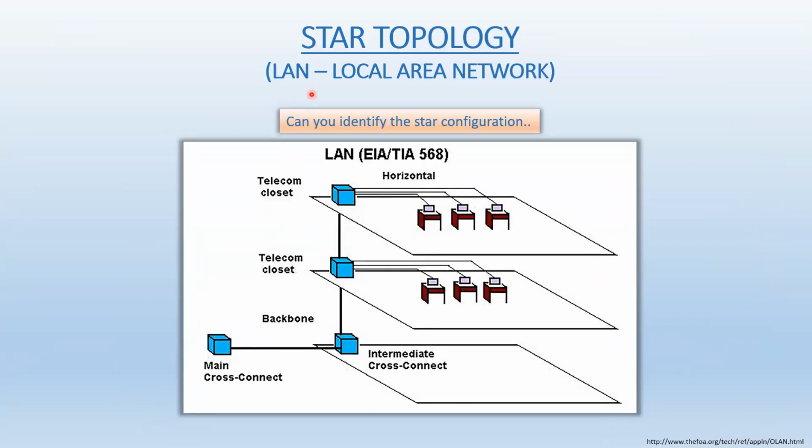Now, what is star topology? Can you identify the star configuration? Well, here's one. So this will be the star topology here. All these run to the central location here. And when you have all these three running to the central closet that is central to these three, that's considered a horizontal run.